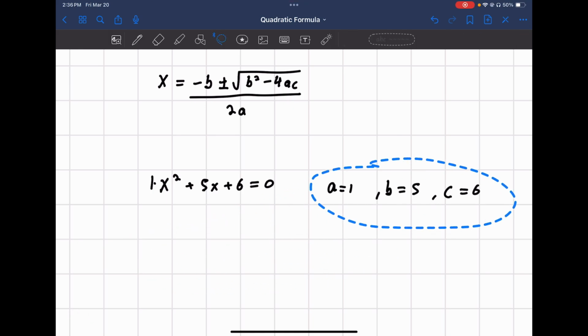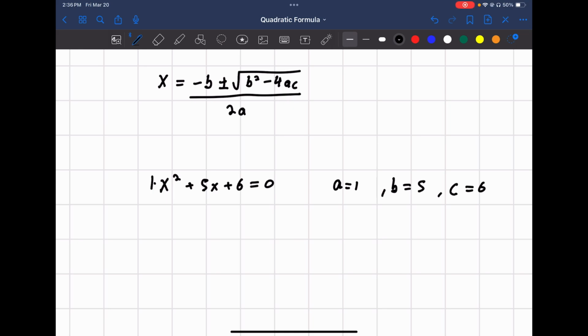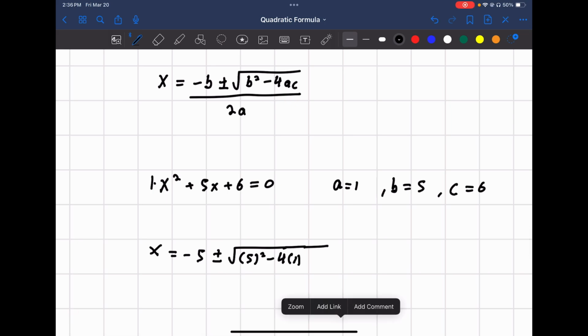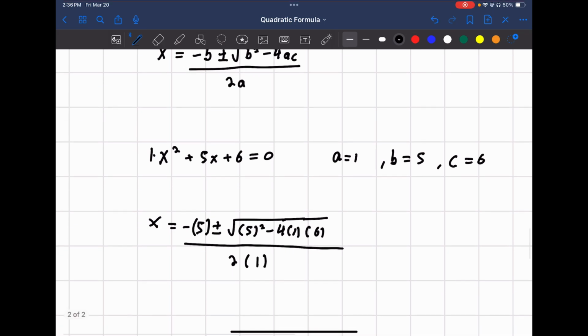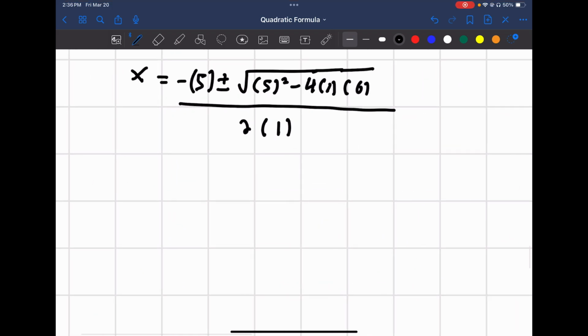So let's move this aside. So we know x is equal to minus b, so minus 5 plus or minus the square root of b, so it's 5 to the power of 2, minus 4, a is equal to 1, and then c is equal to 6. And then you divide all this by 2 times a, which is equal to 1. I'll put the 5 in bracket as well. And now we'll just solve for all of this.